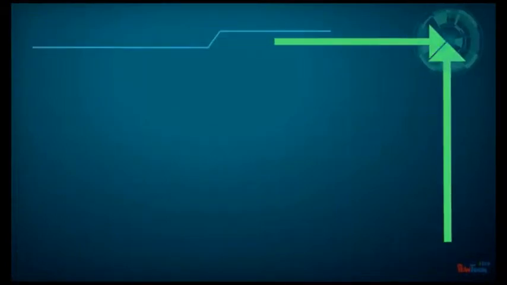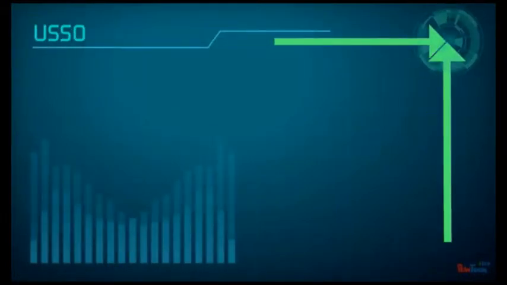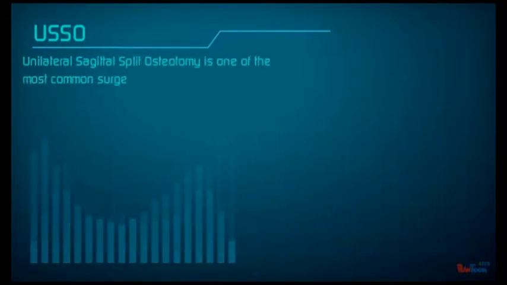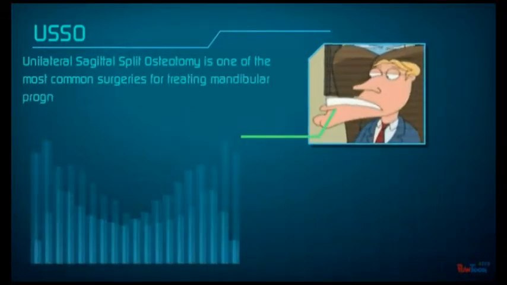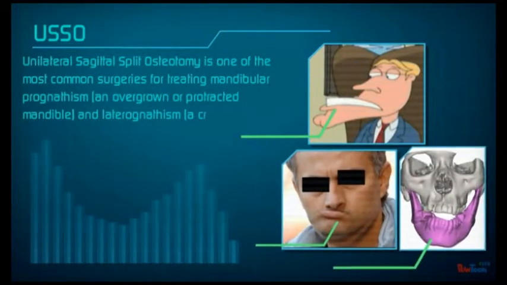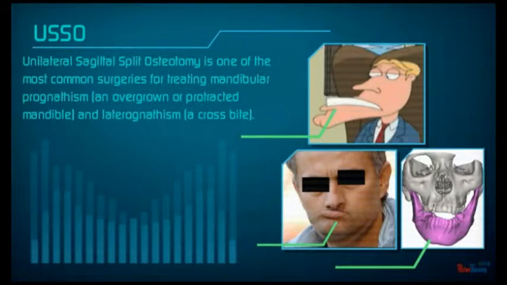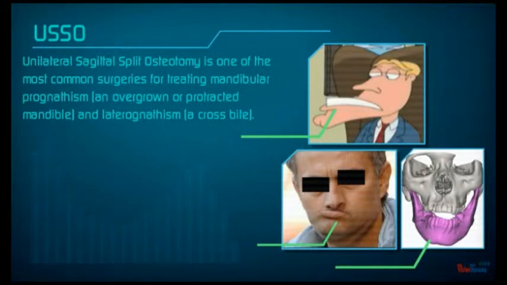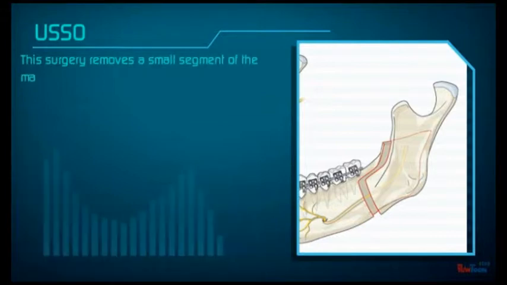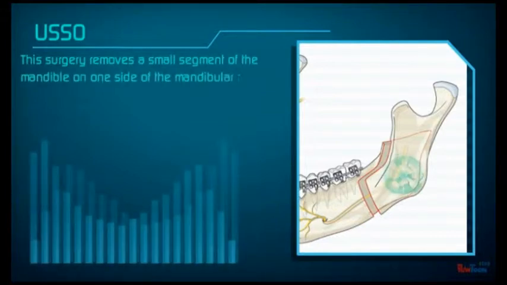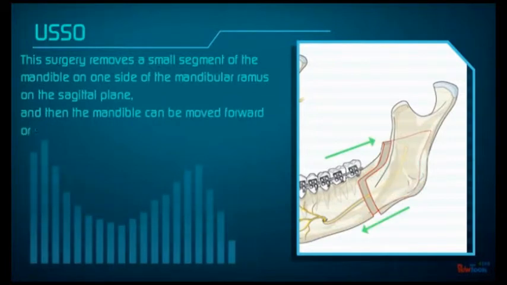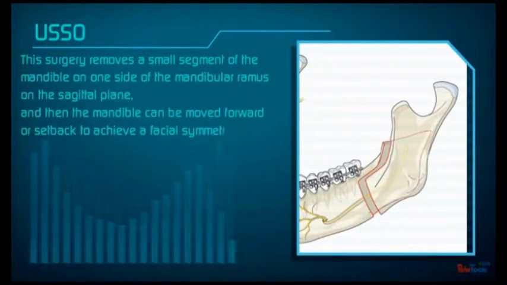Incoming transmission. Post-USSO. Unilateral sagittal split osteotomy is one of the most common surgeries for treating mandibular prognathism, an overgrown or protracted mandible, and laterognathism, a crossbite. This surgery removes a small segment of the mandible on one side of the mandibular ramus on the sagittal plane, and then the mandible can be moved forward or set back to achieve a facial symmetry.